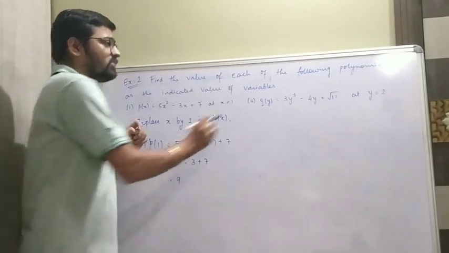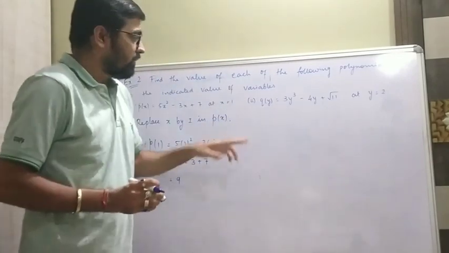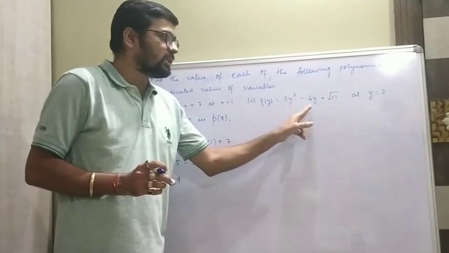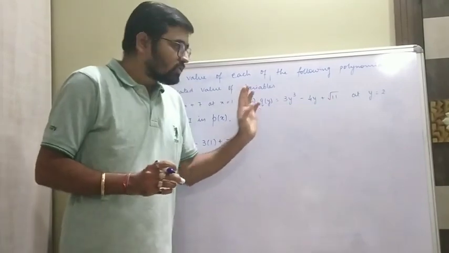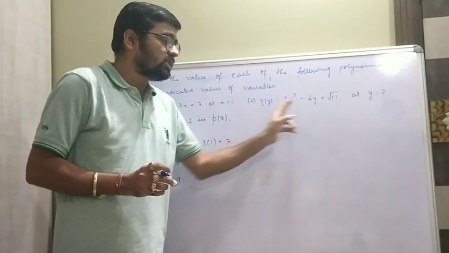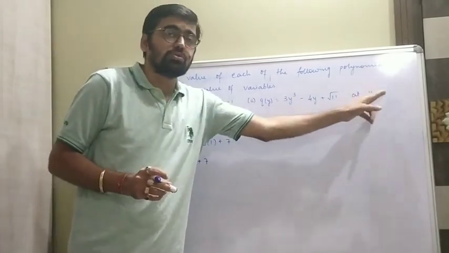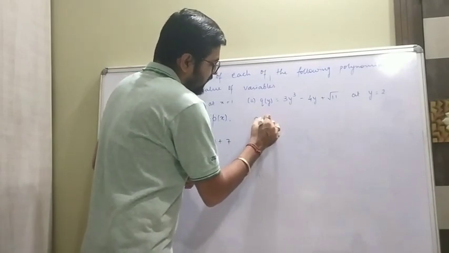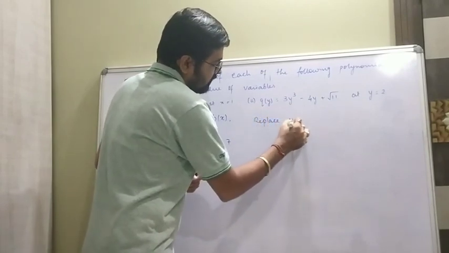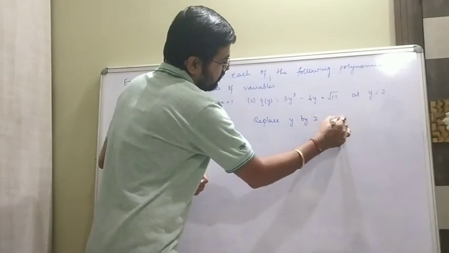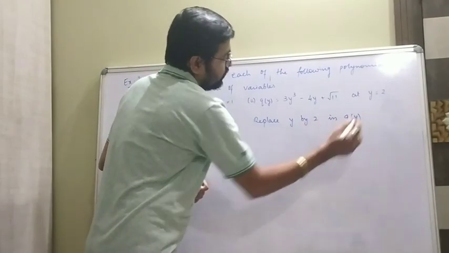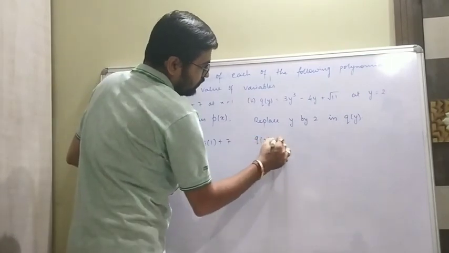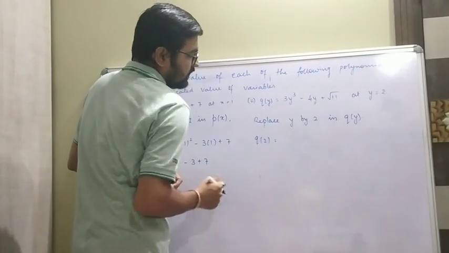Now similarly, let's do this particular problem. What do we have? q of y equals 3y cube minus 4y plus root 11. So I just want to find the value of this polynomial at y equals 2. Simple. So what we are going to do? We are going to replace y by 2 in q of y. Simple. So what does it become? q of 2, because we are putting y equals 2.